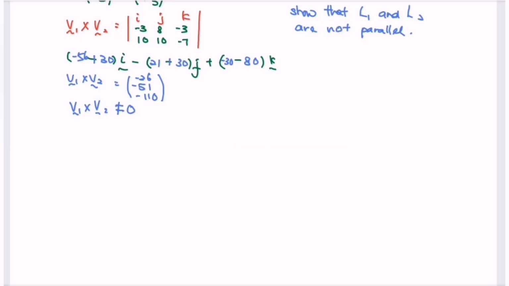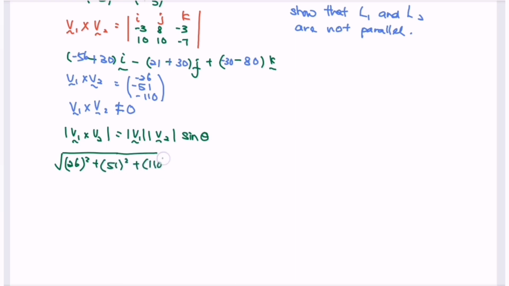Here we have the formula. The magnitude of vector 1 cross vector 2 equals the magnitude of vector 1 times the magnitude of vector 2, times sine theta. So kindly make use of the answer given. Here we have the square root of 26 squared plus 51 squared plus 110 squared, equals the magnitude of V1, square root of 9 plus 64 plus 9, multiplied by the square root of 100 plus 100 plus 49.